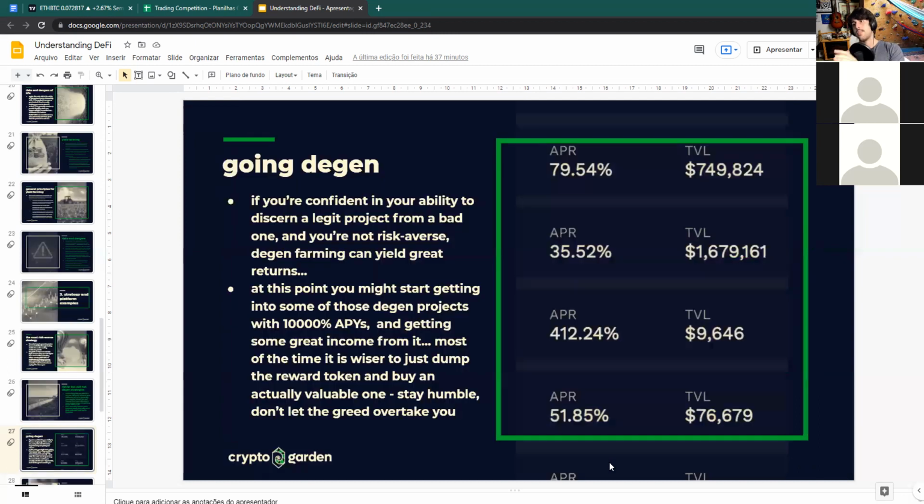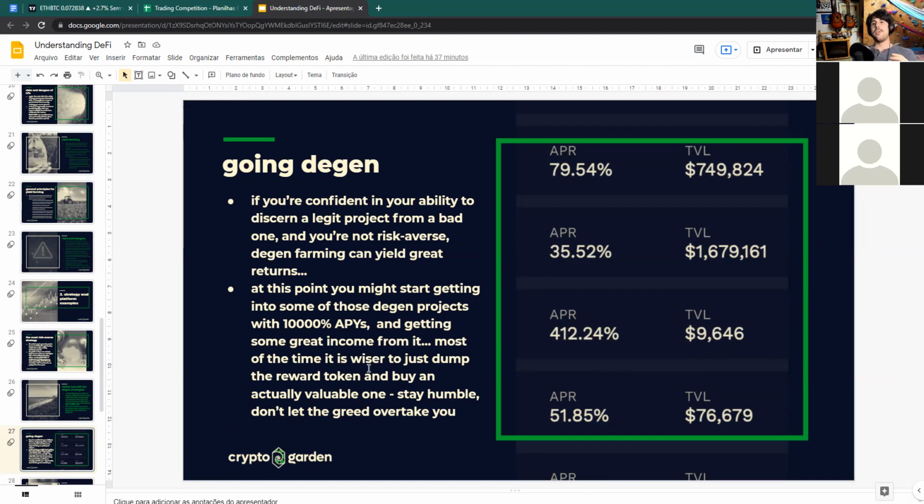Now, there's the third one, which is going degen. And this is where you will find those 400% APR. And this was in 5 seconds, I just searched for it, but you can find way crazier things. You can find 1,000,000% APR and something like that.